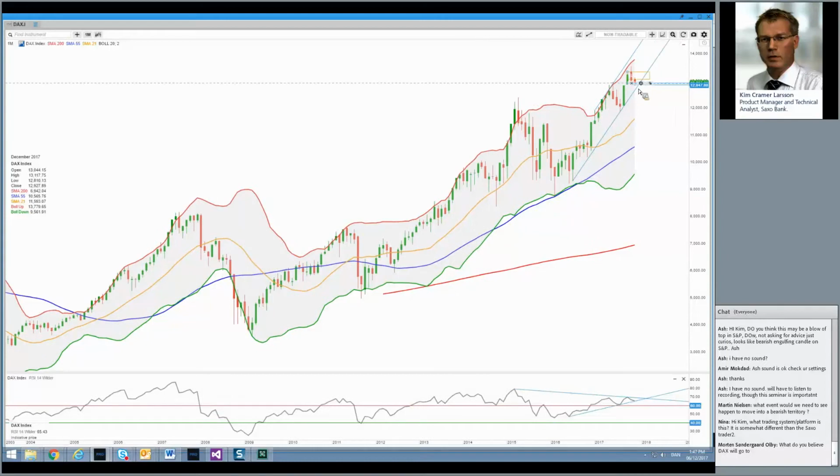Not the strongest sell signal, but still, that top candle combined with massive divergence on RSI, that is not good. That is a warning sign that we could see lower levels here on the DAX.